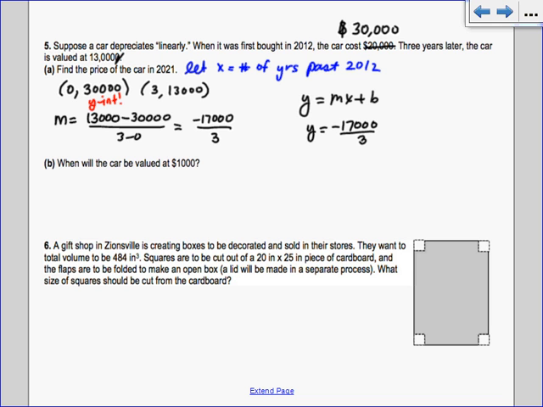If you divide, it's 5,666 or 67. Should we round it? Like the negative 17,000 over 3? Or just leave it like that? Okay.